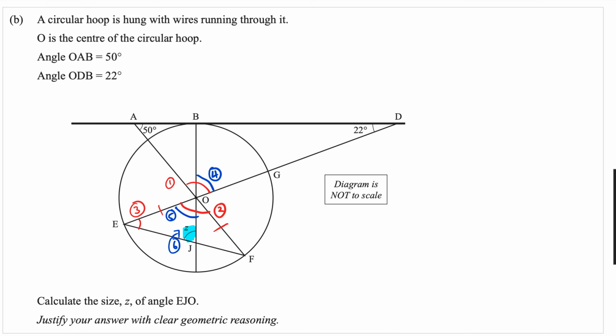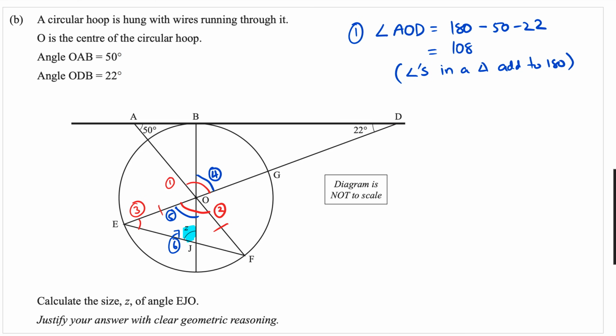So as you can see, there's 6 steps in this particular question, and I'm going to run through each one of them. Step 1 was angle AOD. Angle AOD is equal to 180 degrees, take away 50, take away 22. So that's going to be 108 degrees. That's because angles in a triangle add up to 180 degrees. So that's my first one done. Step 2 is angle EOF equals 108 degrees, because they are vertically opposite angles and they are equal.